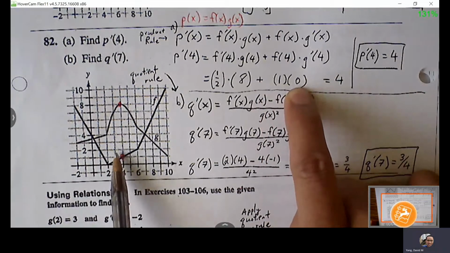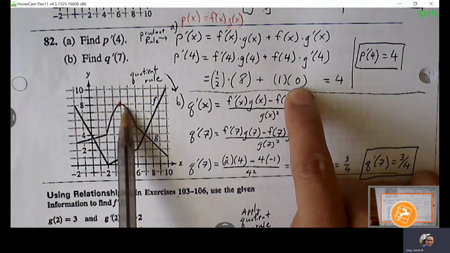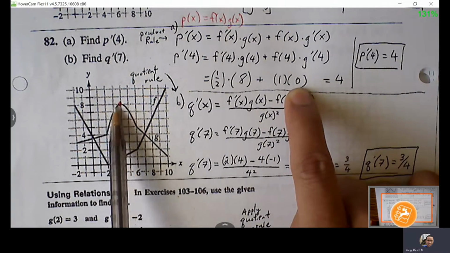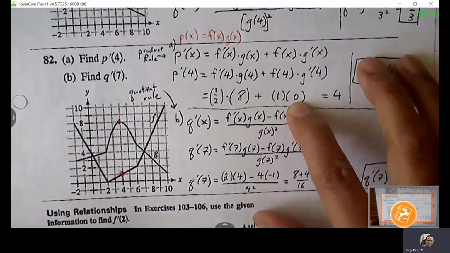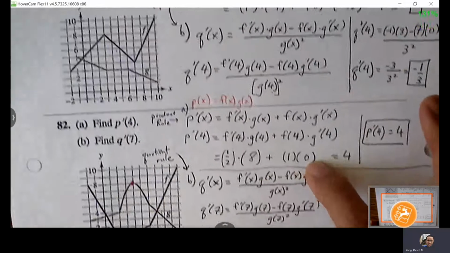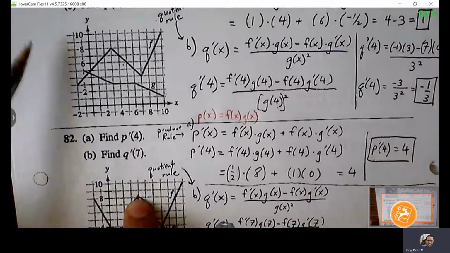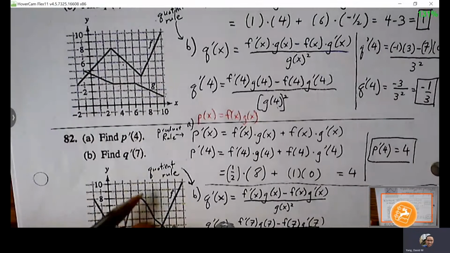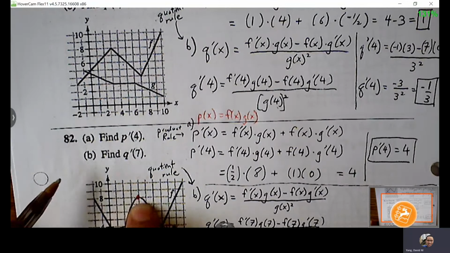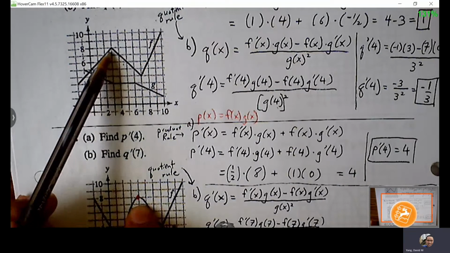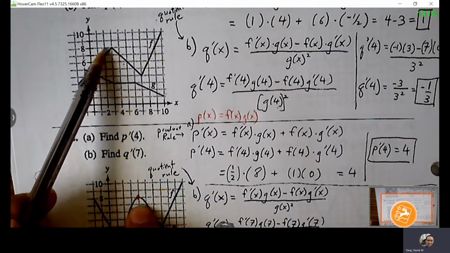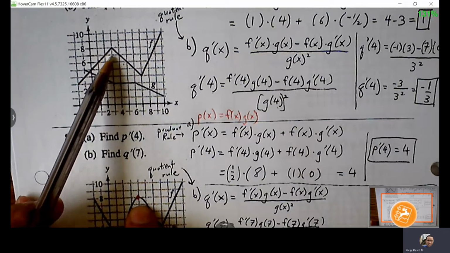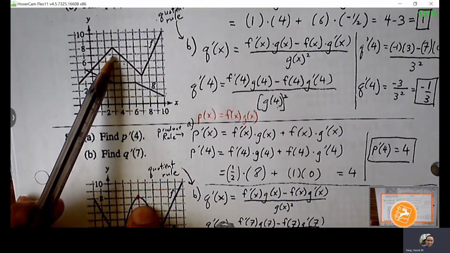And then G prime of 4 is asking for the slope of the G graph. Now notice how this is meant to be a smooth transition. Okay, so we consider this a slope 0. So if we look at 81 and 82, do you see that distinction here? This has a more rounded feature. So anytime you have a rounded feature at the top, we consider that as slope 0. But if it's still a sharp, sudden change, that's not slope 0, that's slope undefined.